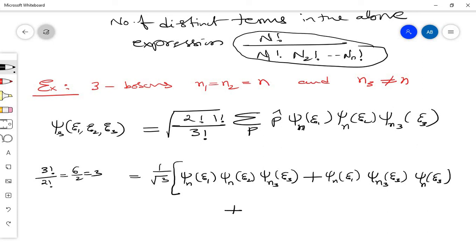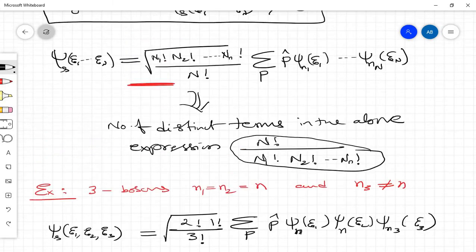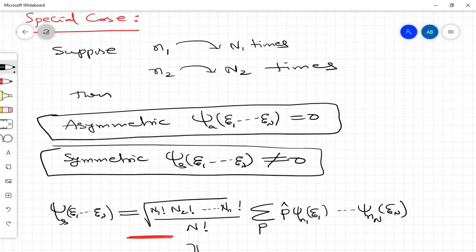1 and 3 interchange. Psi n3 E1, psi n E2, psi n E3. So this example clearly illustrates what is so called that special case. What is that special case we need to take?